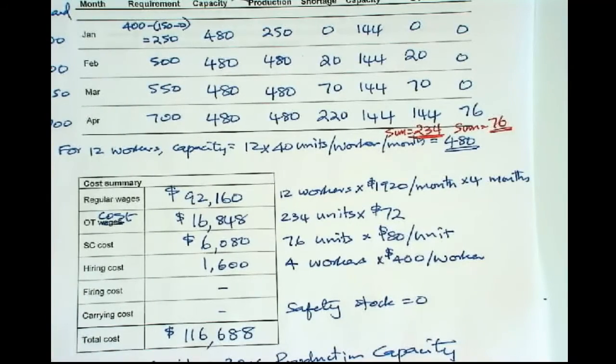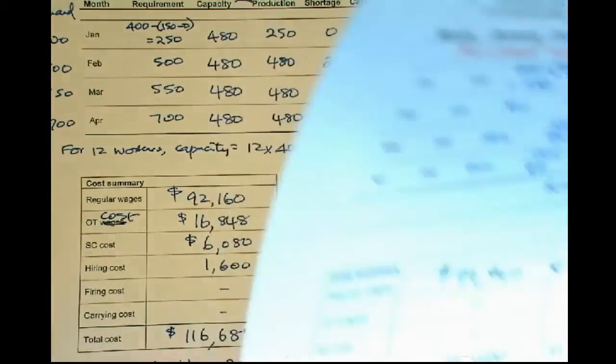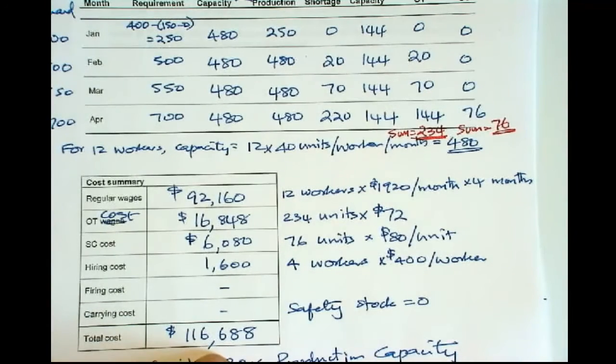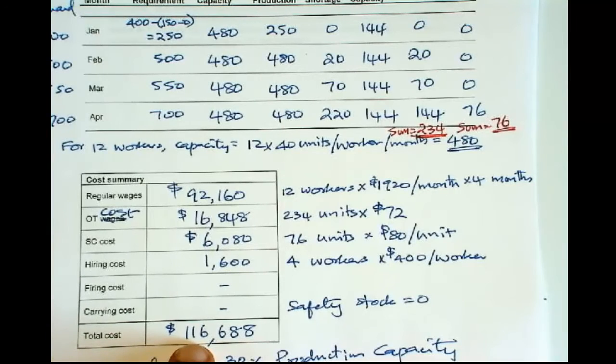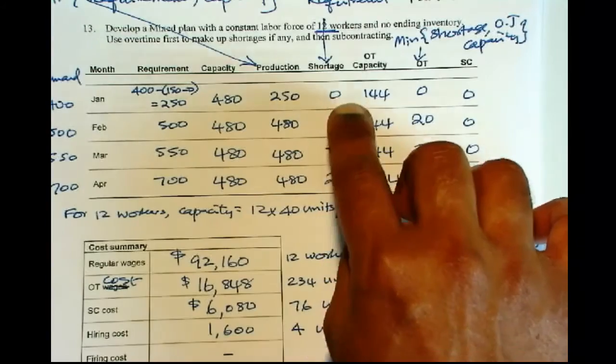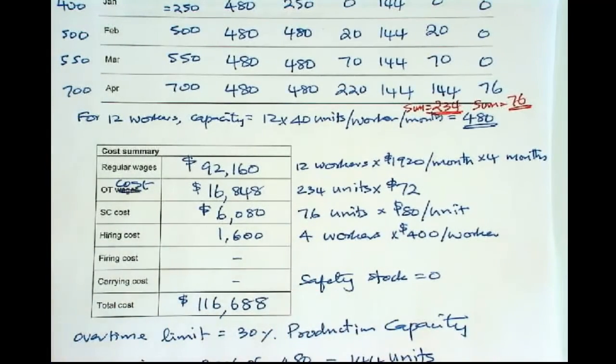Okay. So these are the 3 different costs that we have calculated, 3 different plans and 3 different costs. So we have chase plan with a cost of $104,540. Level plan $107,440, and the mixed plan is $116,688. Now, even though the mixed plan is more expensive by about $12,000 or $9,000, this may still be preferable because you have level plan, no inventory, and you still have some additional capacities available.